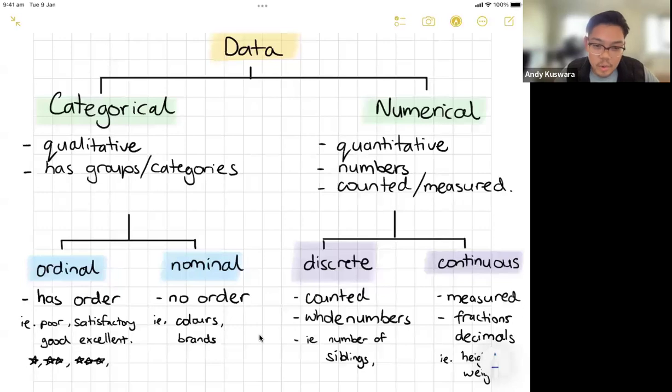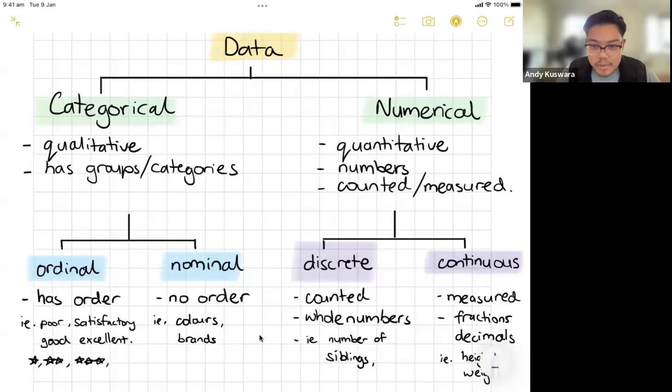Now the opposite of ordinal is nominal, which means there's no order. For example, what's your favorite brand? What's your favorite color? Those kinds of questions are not numerical, they're categorical, and they don't have any intrinsic order.